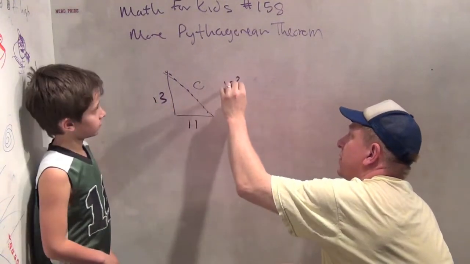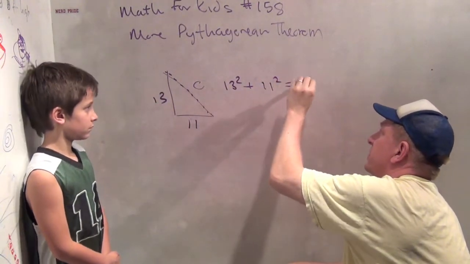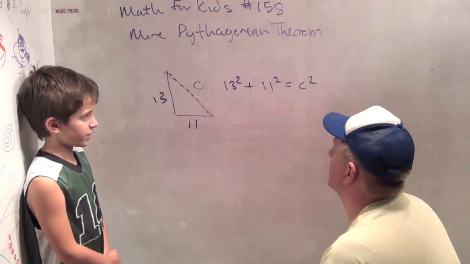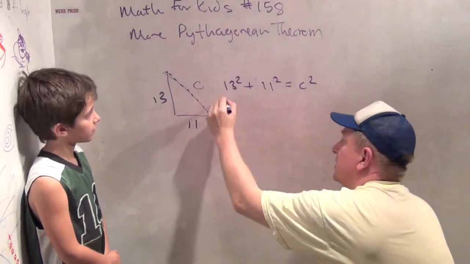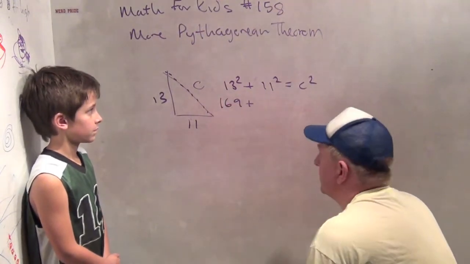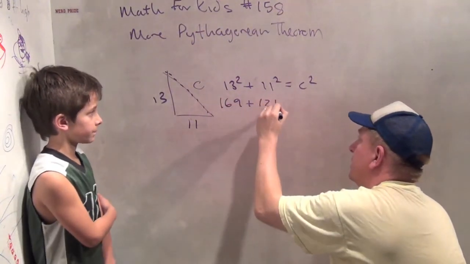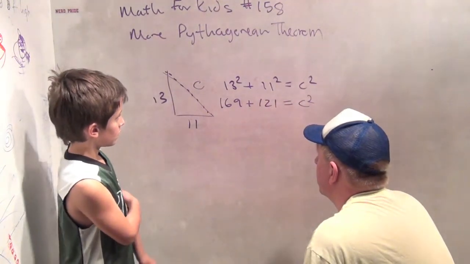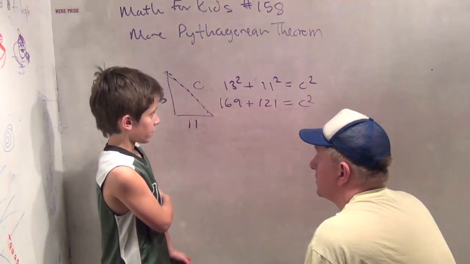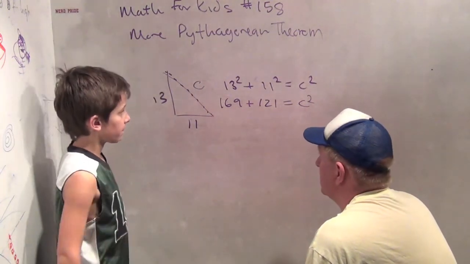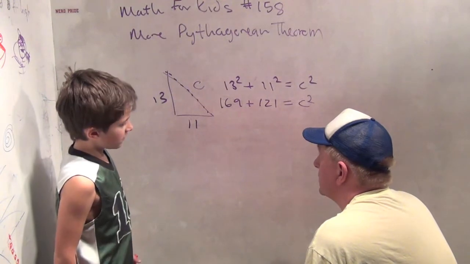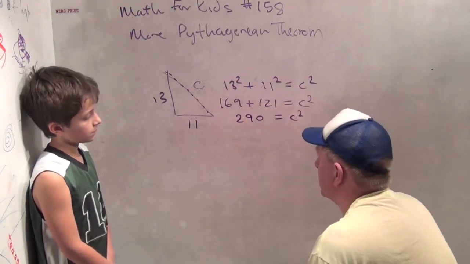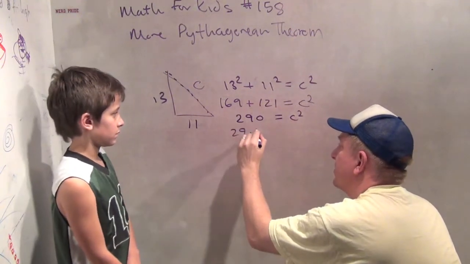So we have 13 squared plus 11 squared equals c squared. Okay, what's 13 squared? 169. Good. What's 11 squared? 121. That equals c squared. Okay, what's 169 plus 121? 290. So 290 equals c squared. Now this happens to be 29 times 10.